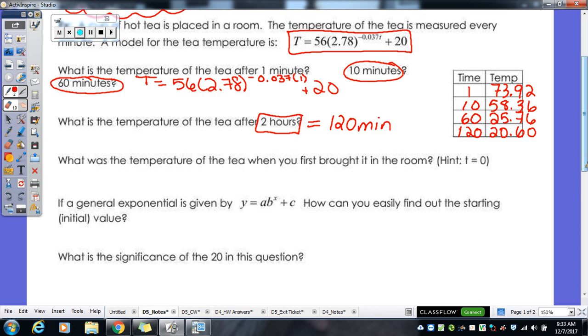So what was the temperature of the tea when you first brought it in the room? When we first brought it in the room, we had a time of 0, because that's the beginning. That's the first part of it. So let's plug in 0. 2.78 to the negative 0.037 times 0, plus 20.